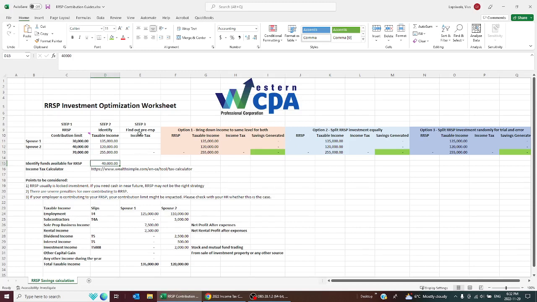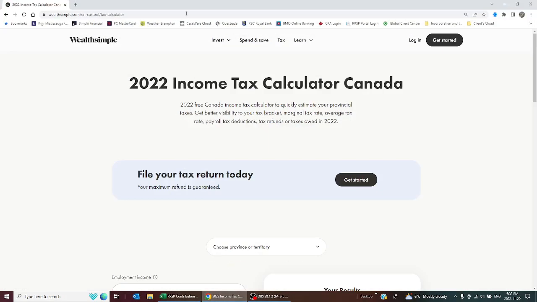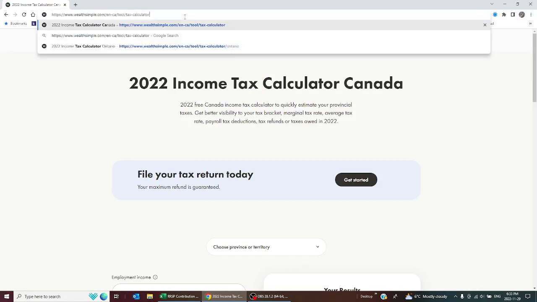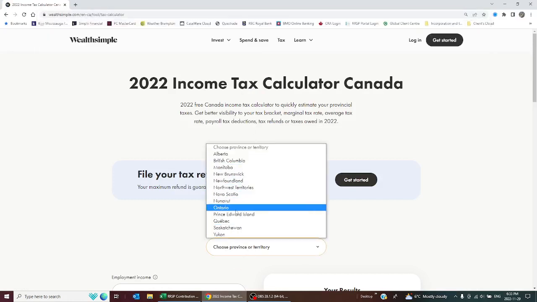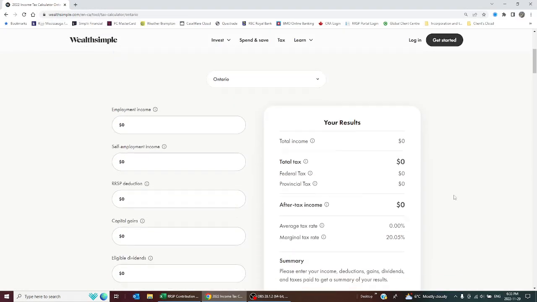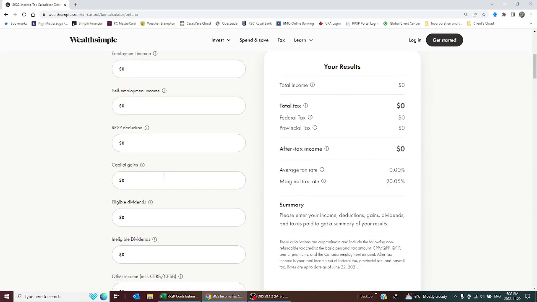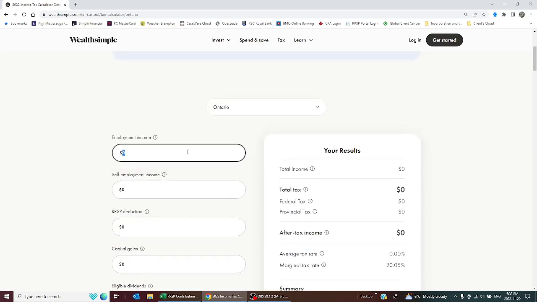So the next step, step 3, is to find out your pre-RRSP income tax. On this income, how much is your tax going to be? Well, you don't know. So you're going to go to this website and open it up in Chrome or whatever, and select your province, Ontario in this case. Then for employment, you can be more specific with employment income, self-employment income, etc. But I'm going to put everything into employment income. This will probably yield the same result.